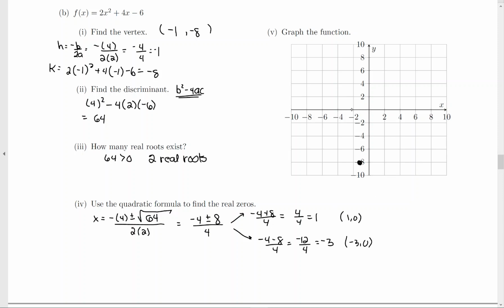So I come over here to negative 3, 0, positive 1, 0. You can kind of see the symmetry going on here. Graph the function, so I go through my x-intercept, go down to my vertex, and then turn around and come up to the other x-intercept. All right, and that's my parabola opening upward.